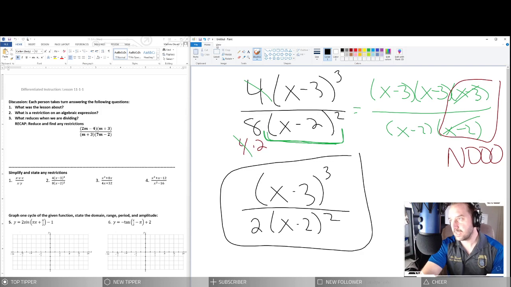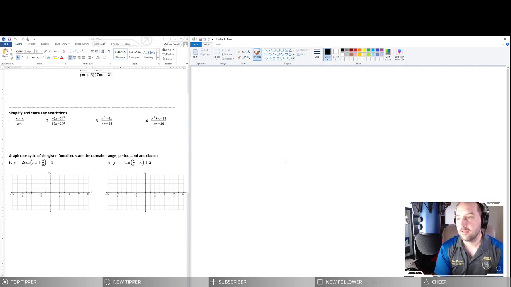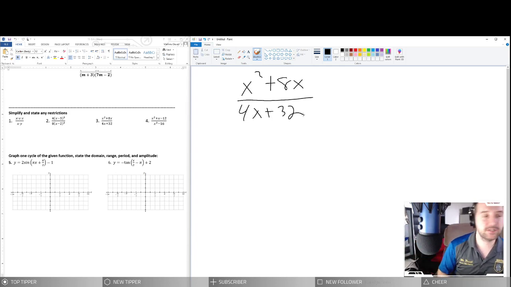Okay, so moving on. Number 3: x squared plus 8x over 4x plus 32. Now the question is, does something reduce? We don't know. Something could reduce. Right now, as it stands, when we just look at it how it is, nothing reduces, and the reason is there are no factors that are the same top and bottom. That is the reason why it does say state the restrictions. I will get back to those.